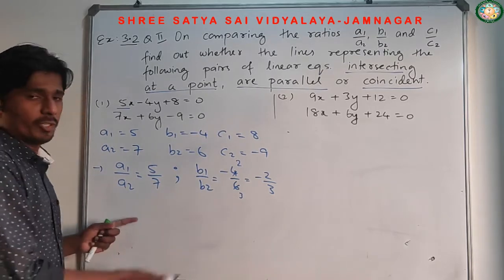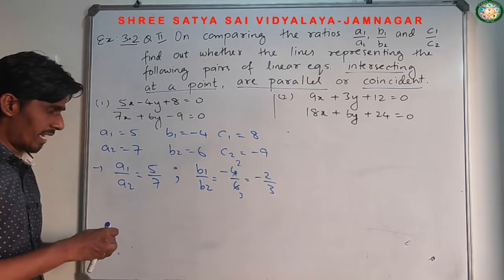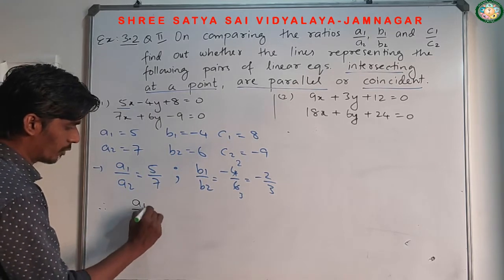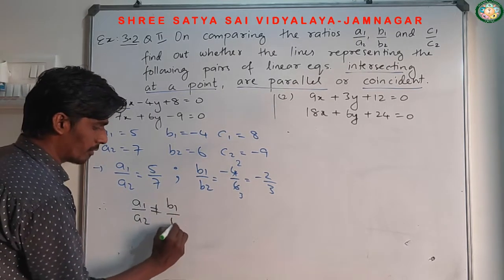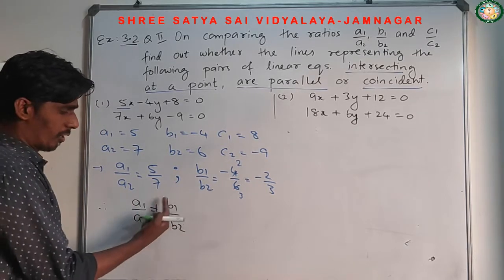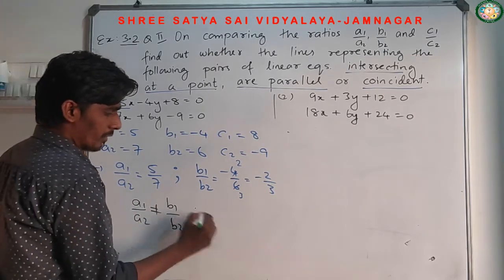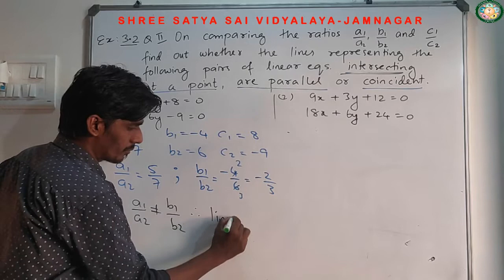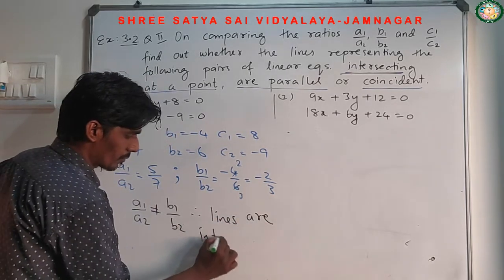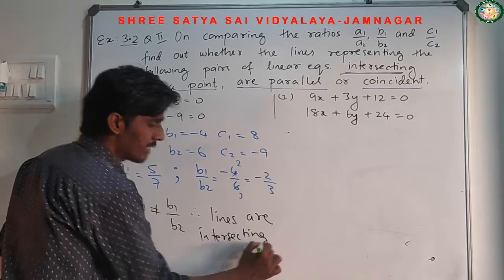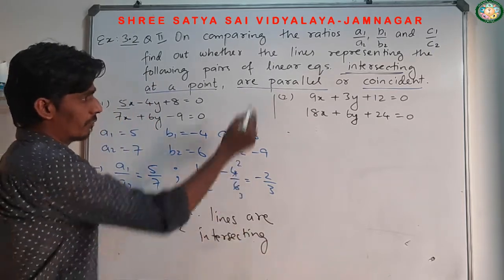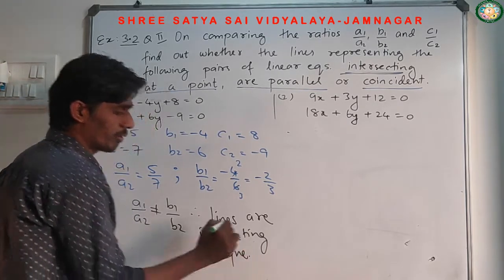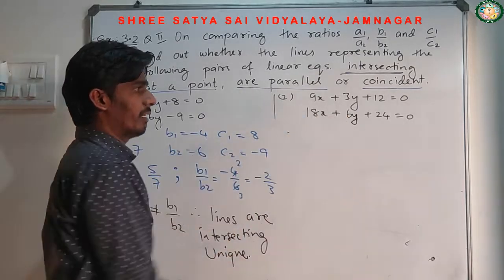If they are not equal, then there is no need to find c1 upon c2, because as per the condition, a1 upon a2 is not equal to b1 upon b2. If a1 upon a2 is not equal to b1 upon b2, it means it has a unique solution, means the lines are intersecting. So the lines are intersecting and it has a unique solution. If they ask to find the type of solution, it has a unique solution. Unique means इसका एक ही solution होगा. Similarly we will solve this one.